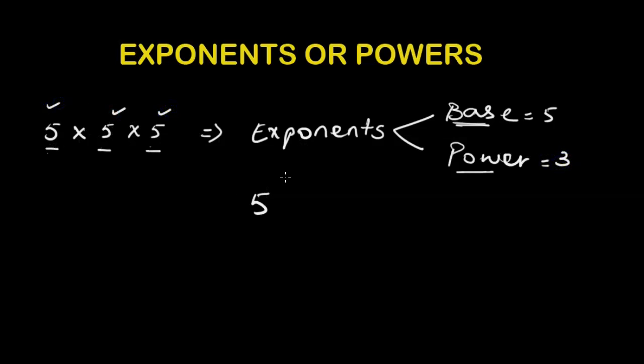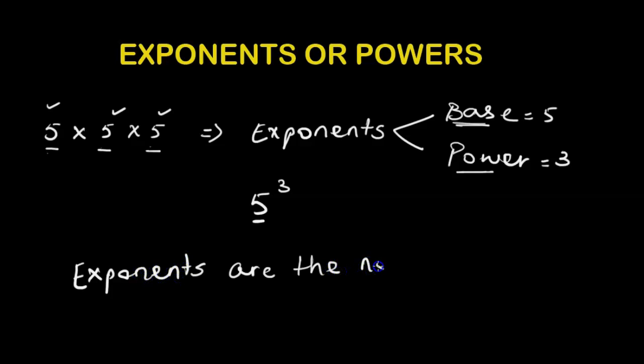Finally, the exponent is 5 to the power of 3. So we write the base first and then we raise it to the power. Therefore, we can conclude exponents are the numbers that can be written as base to the power of p.